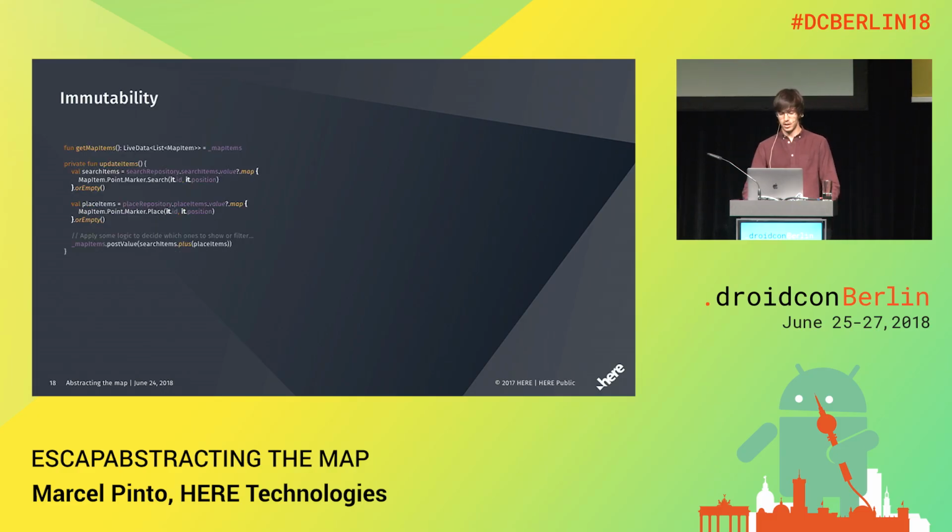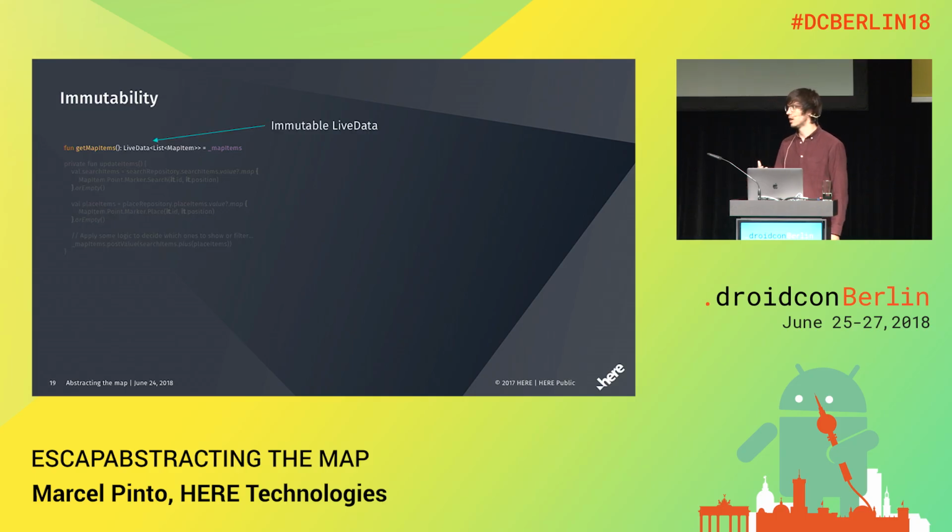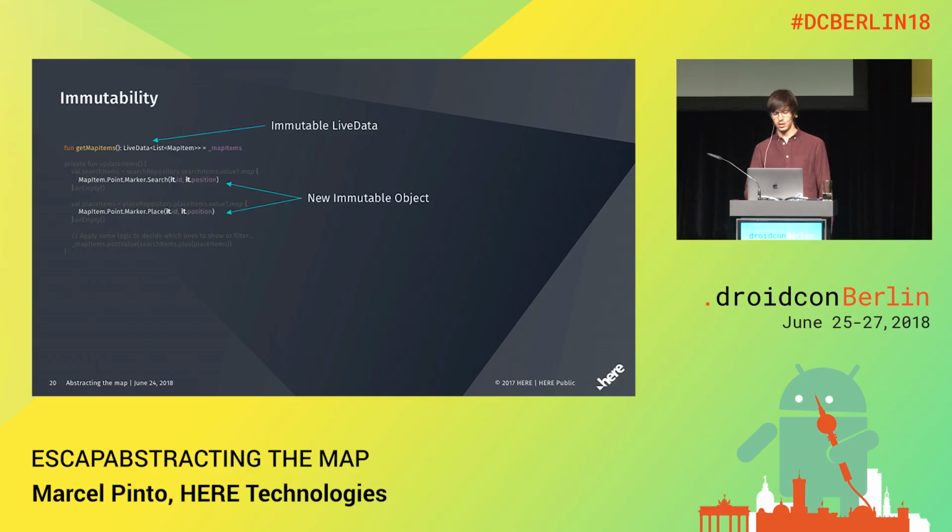So back to our example, we had our view model that had an immutable live data. So we are not exposing the mutable live data. This is inside a private class, meaning that no one else outside of this class is able to modify the content of this live data. Also, every time that we create a new object, we create a new immutable object that cannot be modified. And finally, we are posting into that immutable live data a new immutable list.